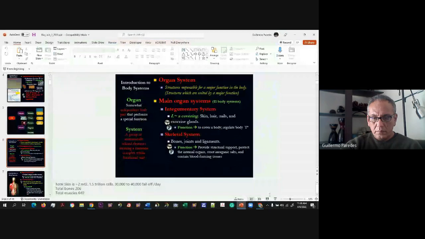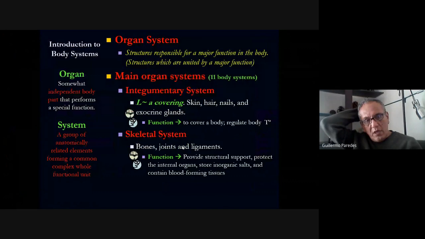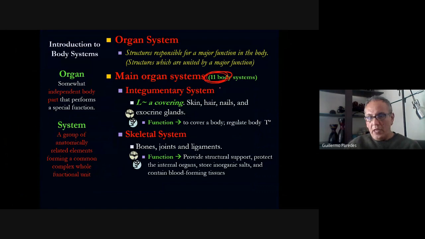All right, so let's talk about organ systems. We have the main organ systems, we have 11 body systems. This is important to remember, 11 body systems. How many systems do we have? Everybody, please. 11. Excellent. The integumentary system, this is important. All of these are important.